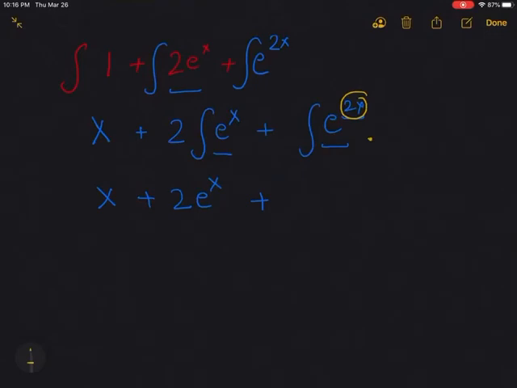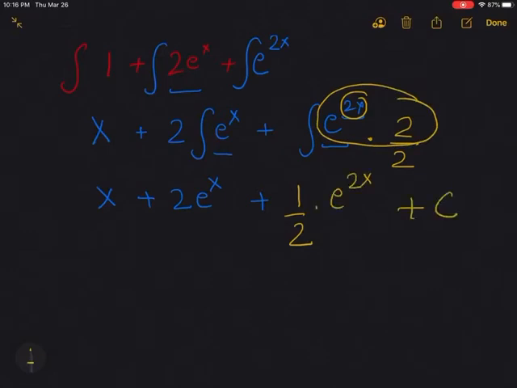So this is where you need to bring in the number. I would do 2 over 2. Now the top number would complete the pattern, and you need to factor out the extra number, which is 1/2. So I would factor out 1/2. Now this whole thing would complete the pattern, so the integral of that part would be e to the 2x, and plus c at the end. Here you go. So that's my first example.